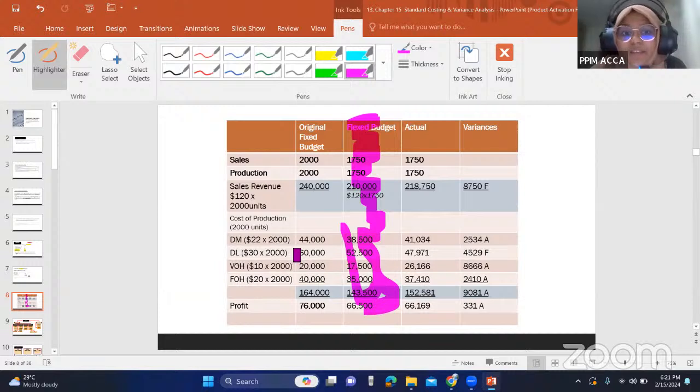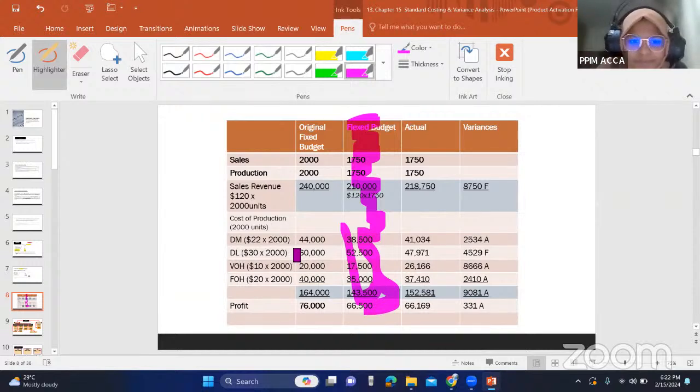First thing I will do is call the sales manager. Come here. Can you see? Budget was 240. You have only done 218. What happened? You are fired. Then I will look at direct material. 44,000 I am supposed to spend. I have only spent 41,034. In my budget, I said you can spend 44,000. Actually, this production manager has only spent 41,000. I'm very happy with him. I will call him. Come here. You spent less, no? For you, promotion.